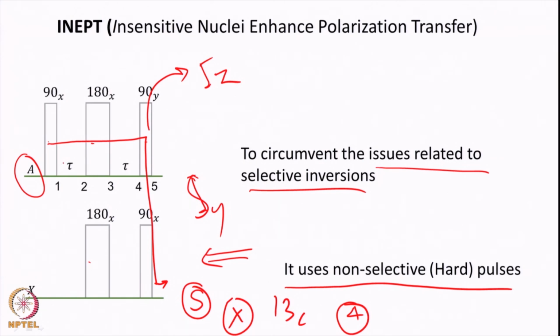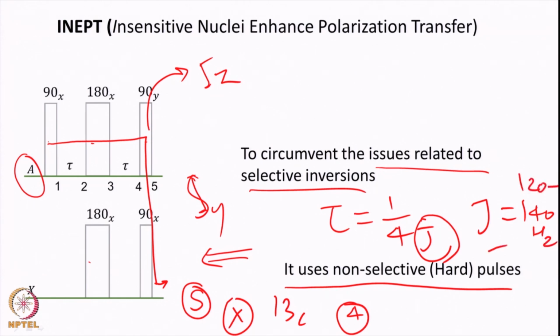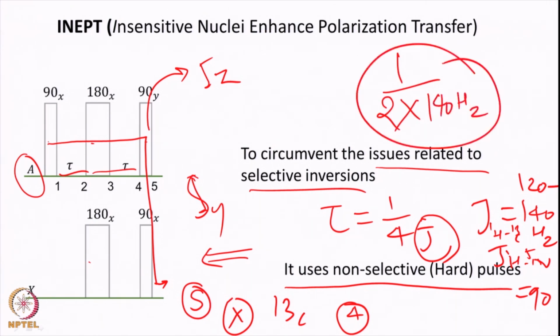One important parameter here was tau, a time delay where we can select 1 by 4J. This depends upon the coupling between these two spins, carbon-13 and proton. Typically for carbon-13 proton, the J value is 120 to 140 hertz, and for JHN, that is 1H and 15N, it is actually 90 hertz. So if you are transferring the polarization from proton to nitrogen, you have to keep tau around 2.7 milliseconds for NH transfer, and for carbon transfer it is less than that. The total tau period should be 5.4 milliseconds for nitrogen transfer, and for carbon it will be 1 by 2 into J, which is say 140 hertz, so that comes to around 1.5 milliseconds.